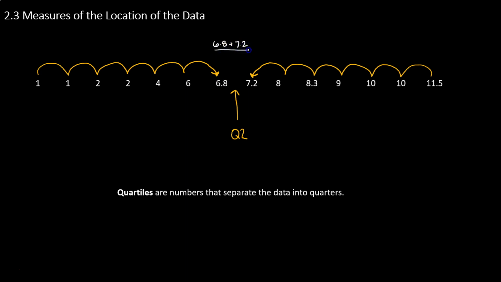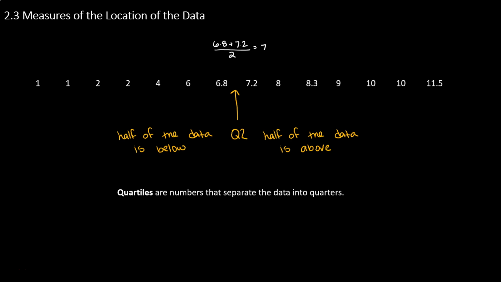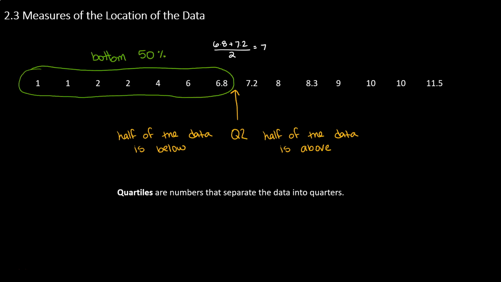Add the 2 data values together, cut it in half to find the average, which is 7. Q2 for this data set is equal to 7, or the median for this data set is equal to 7. What that tells us is that half of the data is below 7, or less than 7, and half of the data is larger than 7. Another way to look at that is 50% of the data is in the bottom, below 7, and we have the top 50%, which is above 7.